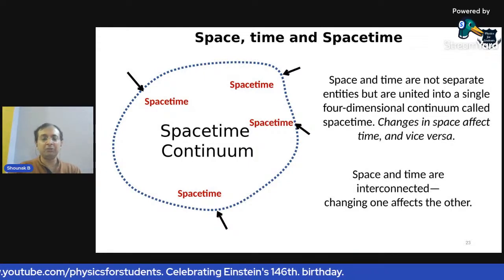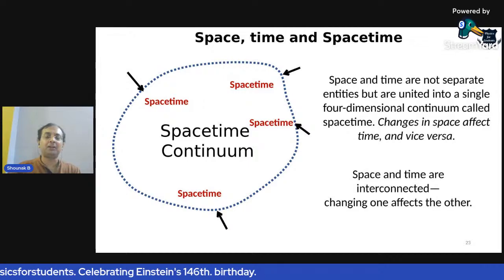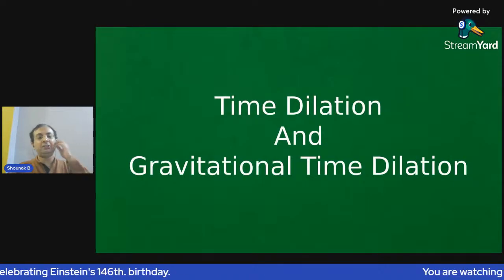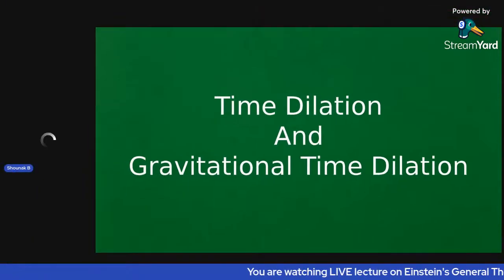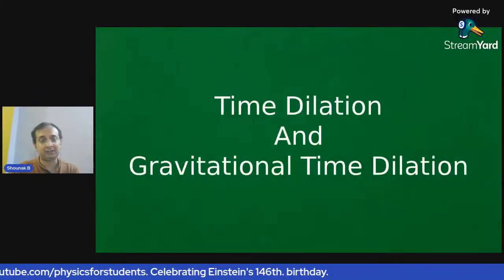Okay, so now we come to a very important and fascinating part, which is space-time. Because space and time are now united, a lot of things happen, such as time dilation. This effect would not happen if space and time were two separate coordinates. Now that it is united into a space-time continuum, that is why it is happening.